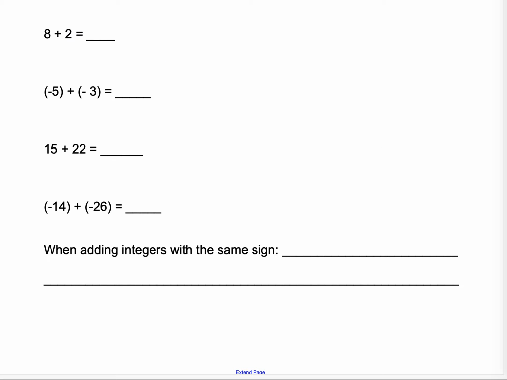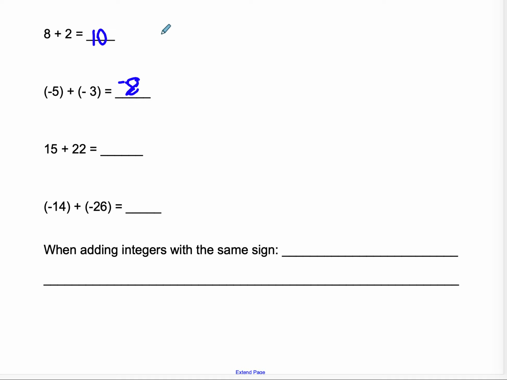All right, let's take a look at a few more problems. Go ahead and pause the video and try these ones on your own. Okay, let's check our answers. So for this one, 8 plus 2, those are positive numbers. Same sign, find the sum. 8 plus 2 is 10. On this next one, negative 5 plus negative 3. Same signs, find the sum. 5 plus 3 is 8. Both of those are negative numbers.